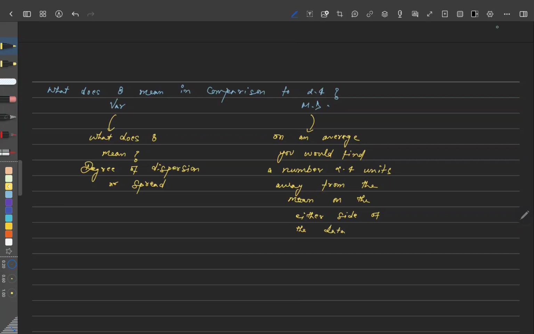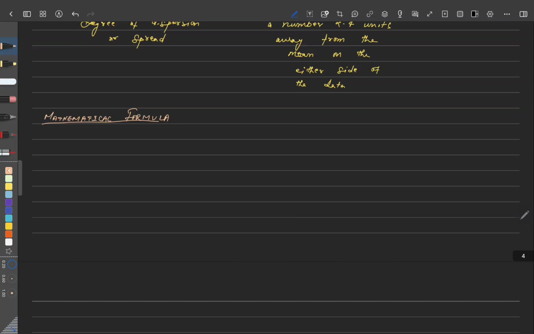So let's understand that by using a real world example. But before that, let us understand the mathematical formula first, okay? Considering the definition, which is the mean of squared deviations, it is a simple enough formula.